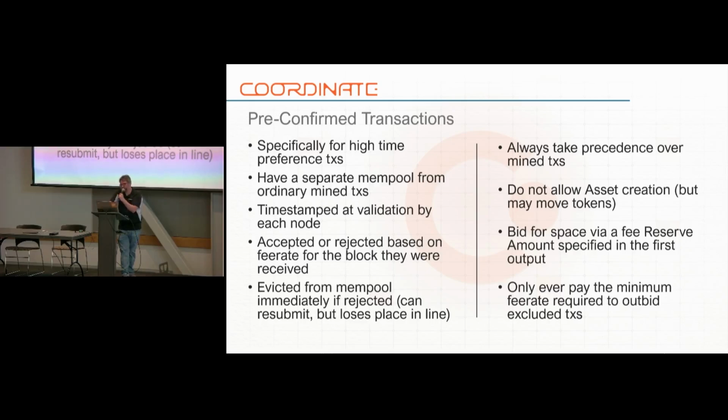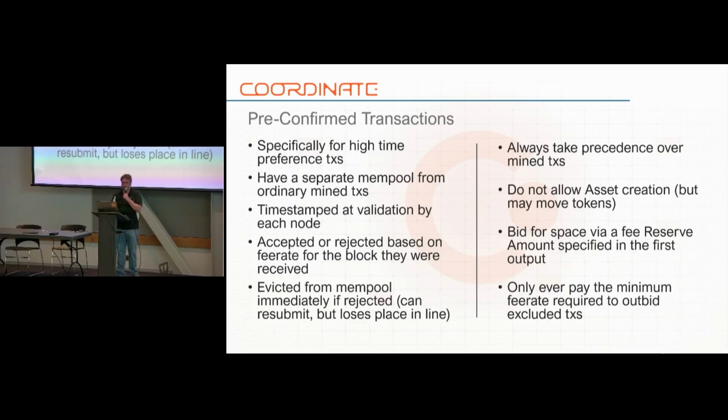Every node that receives these transactions and forwards them on, they timestamp them as soon as they receive them and forward it on. They timestamp with the local time on their computer for comparison purposes later to determine ordering and for MEV resistance. And they're accepted or rejected based on the fee rate for the block in which they're received. So in other words, they're only bidding for themselves for the block they're eligible with, right? And then after that, they die. They get evicted from the mempool immediately if they're rejected. You can resubmit, there's no penalty, but you know instantly your transaction's not gonna go through, and you can take appropriate action or not. They always take precedence over mine transactions.